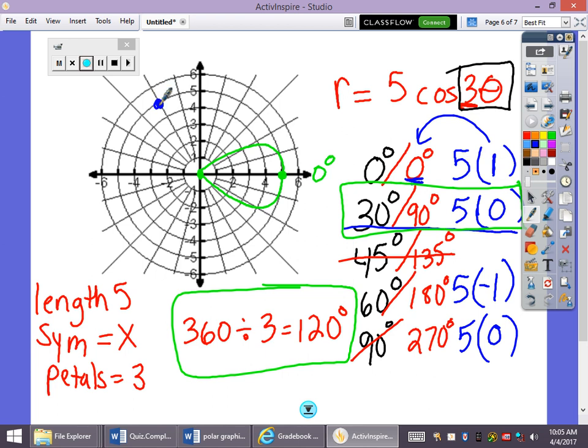And how wide is it on each side? 30 degrees. So 30 degrees this way, 30 degrees this way. Okay? Where's my next petal going to be?